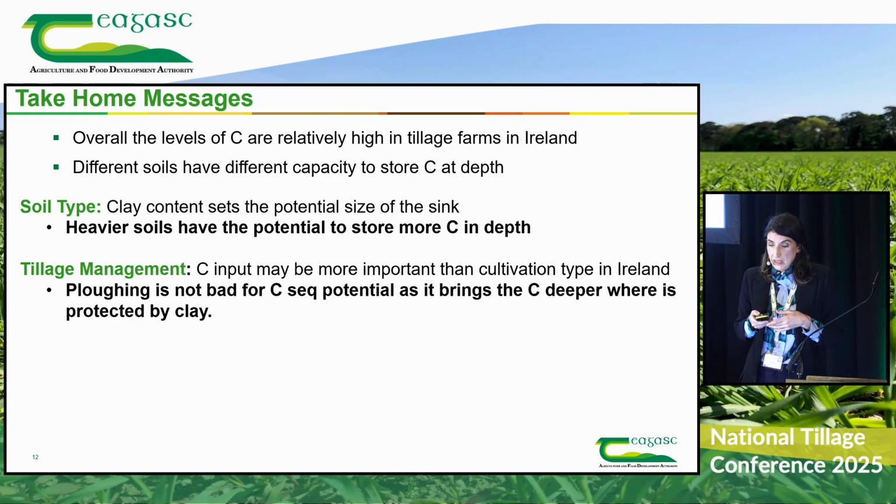In terms of management, carbon input might be more important than cultivation type in Ireland, and ploughing doesn't seem to be too bad for sequestration potential, as it brings the carbon deeper where it's protected by the clay. Of course, caution has to be taken to keep our structure right.